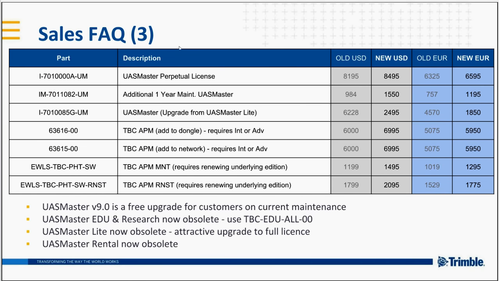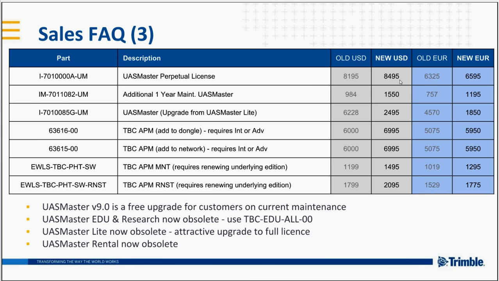First of all, what I already mentioned, we changed some prices. For instance, for the US Master perpetual licenses, we increased the prices by 4%. You see from $8,195 to $8,495. Did you see it? That there are some changes.